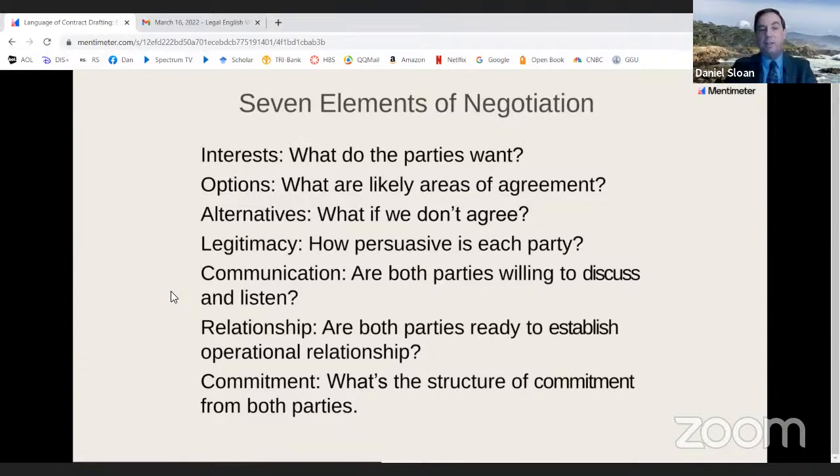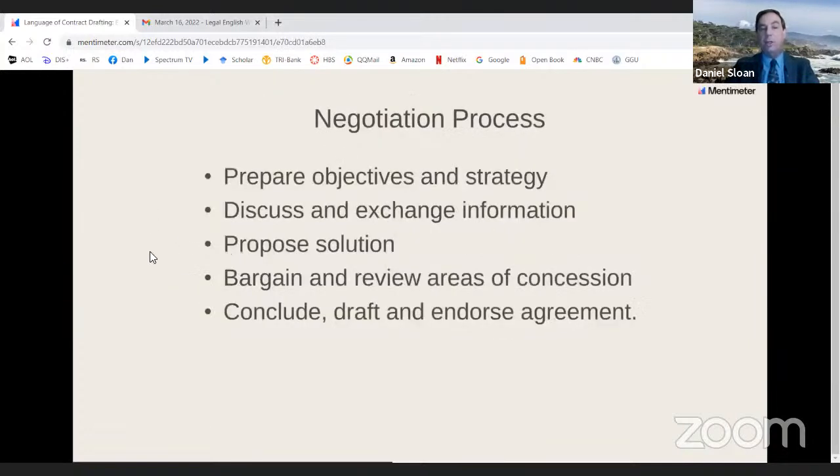Okay, so these are some of the things to discuss with your client. What kind of communication are we going to have, and what are we going to disclose to both parties? The relationship: are both parties ready to establish an operational relationship? And commitment: what's the structure of commitment from both parties? So there are some really good issues in negotiation. The negotiation process: prepare objectives and strategy, discussion, exchange information, again discovery, propose a solution, bargain and review areas of concession, and conclude or draft and endorse an agreement.